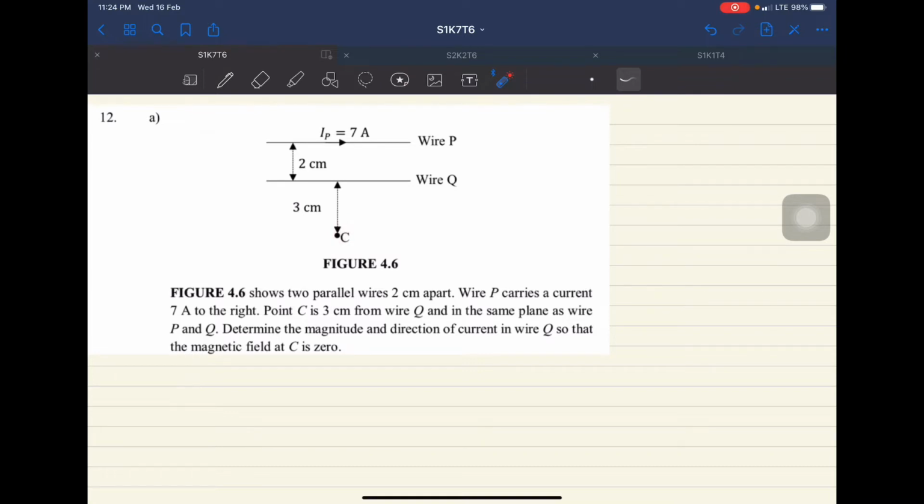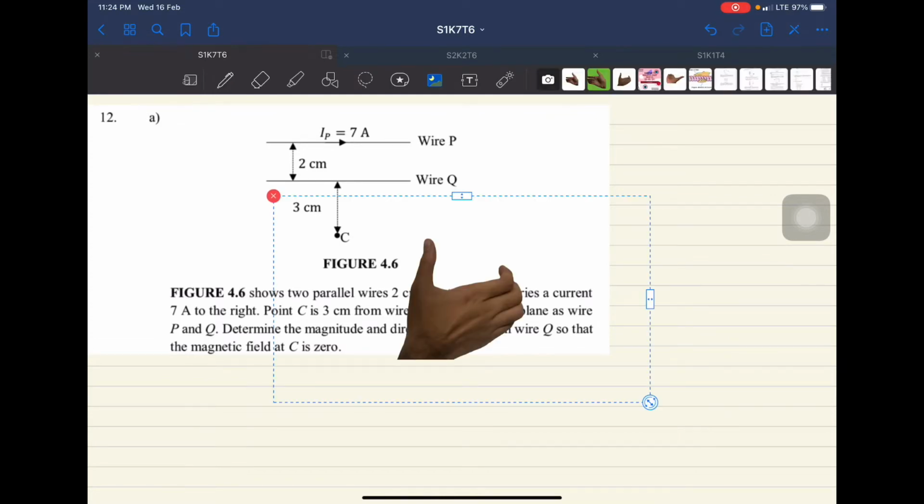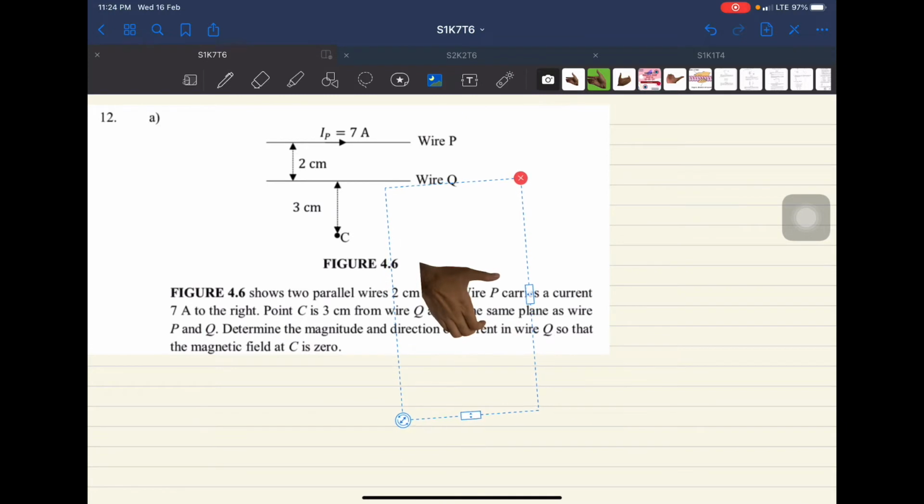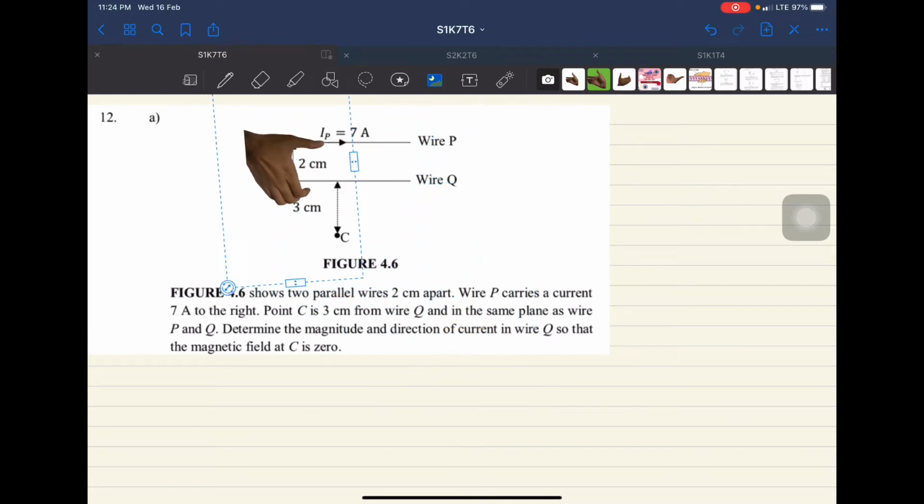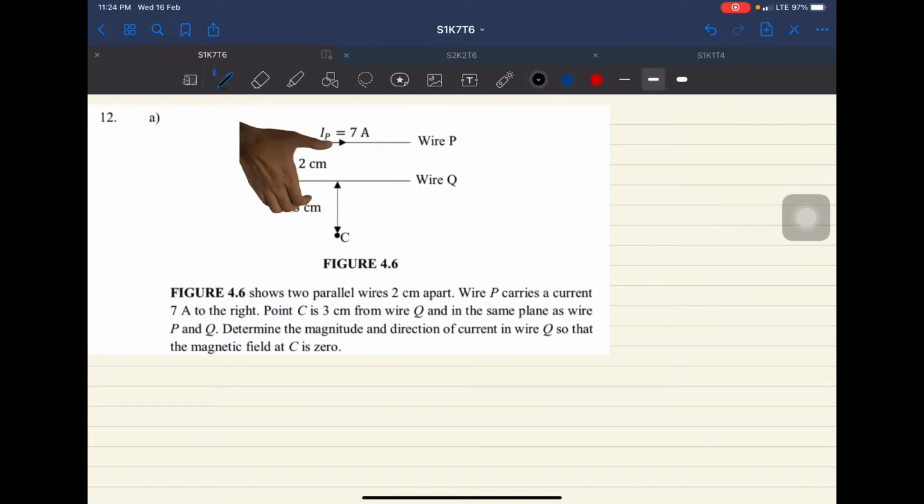So you already have the direction for P, right? So you can determine the direction of magnetic field due to wire P first. Okay, use the right hand grip rule. Point your thumb in the direction of current there, and at point C it will be into the page. So this is the magnetic field due to wire P.